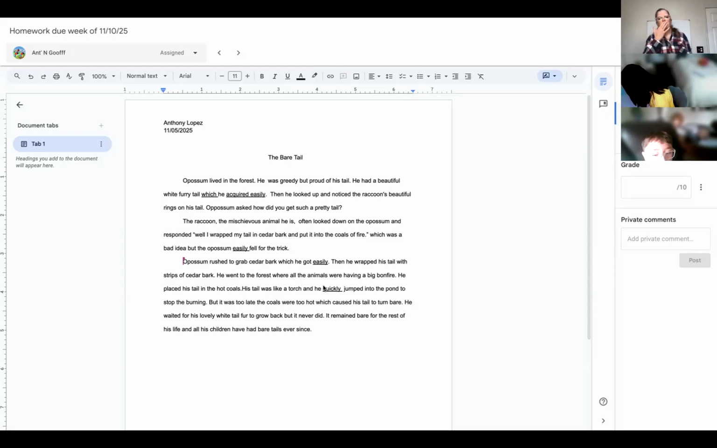The raccoon, the mischievous animal he is, often looked down on the opossum and responded, "Well, I wrapped my tail in cedar bark and put it into the coals of fire," which was a bad idea, but the opossum easily fell for the trick. Okay, I like how you did that.